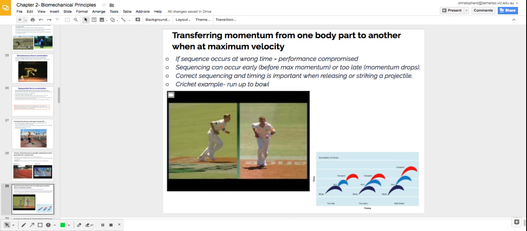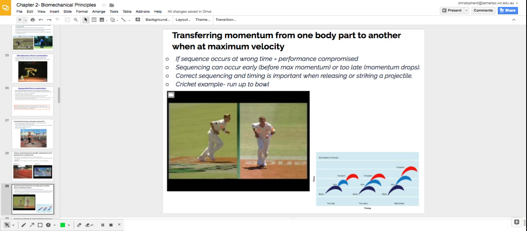Our next one is transferring momentum from one body part to another when at maximum velocity. What this means is when we are performing a skill in a sequence, we must make sure that we use the sequence in the correct order at the correct time. So if your movement happens too early, it might be before your maximum momentum, so you might not get the most out of it.